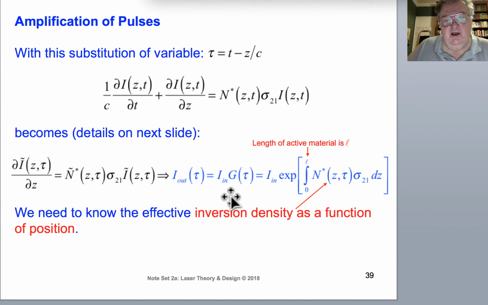I out is I in times the gain, and the gain here is e to the integral from 0 to L, where 0 is the input where you start and L is where the amplifier ends, of the inversion density times sigma 21 times z. But now the inversion density is a function of position, right? It's no longer independent of that as it was in the past, so I have to worry about integrating its functional dependence as a function of z.